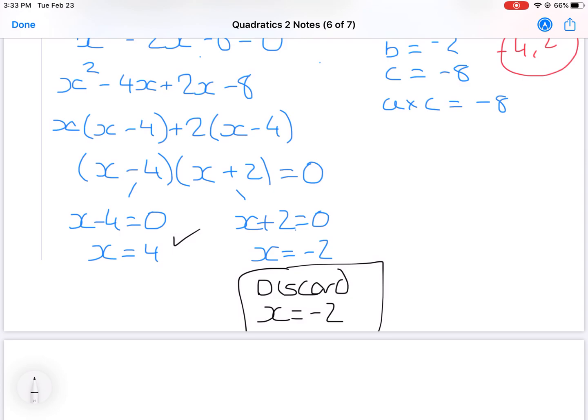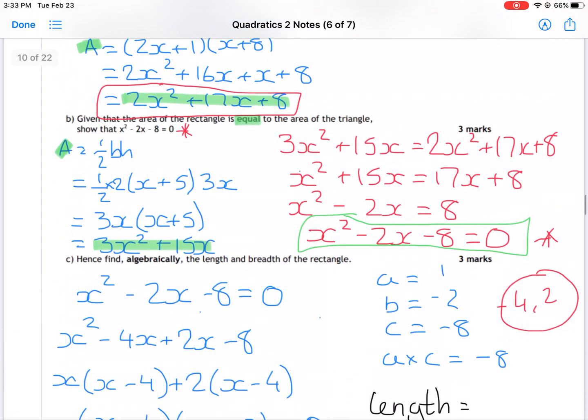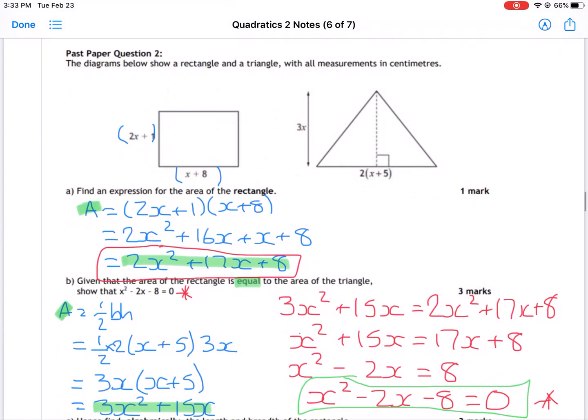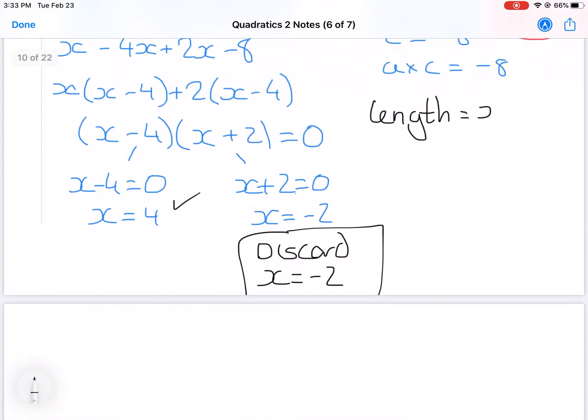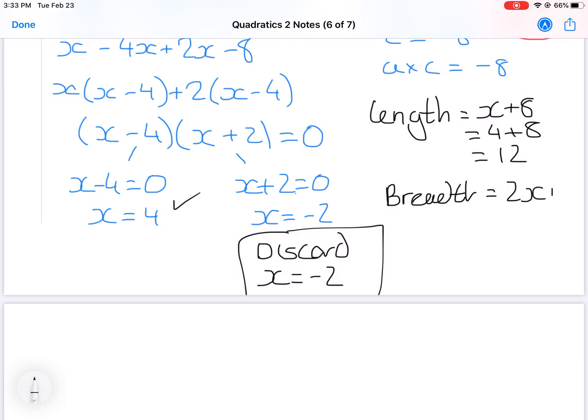Discard x equals negative 2. Therefore, the length and breadth, it doesn't matter which one of these you call the length and the breadth, they're both going to end up giving you a couple of answers anyway. I'll call the length x plus 8, which x is 4, so it's 4 plus 8, which is then 12. And the breadth was 2x plus 1 from the diagram, so 2 times 4, which is 8, plus 1, which is 9. Just check if there's any units on those.